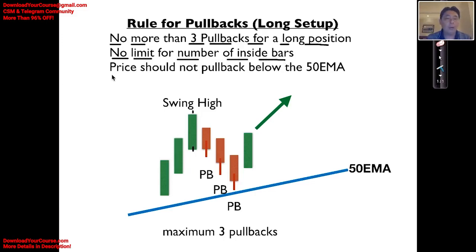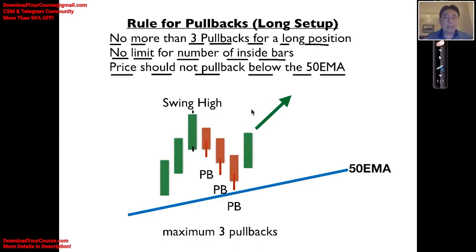Also, we have to ensure that the price should not pull back below the 50 exponential moving average. Notice that line is the 50 exponential moving average. As the price pulls back, it should not pull back below that. If it pulls back below that, it's no longer valid. Or if the 6 EMA crosses below the 18 EMA, that is also not a good trade to take. Okay?